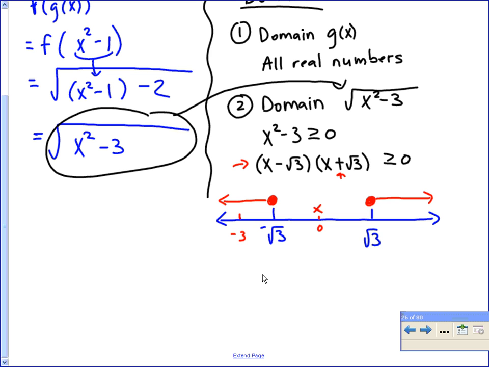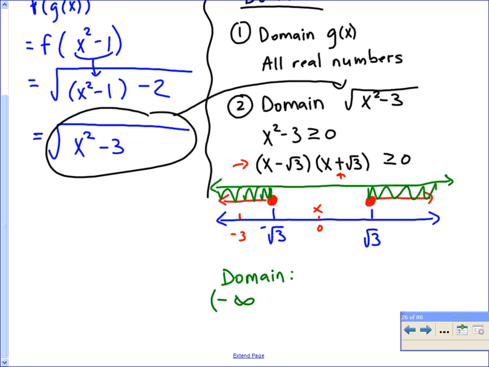In this case, there's the intersection. So if I were to graph all real numbers, it looks like this. So the intersection is simply going to be where the red one is, okay? So we just need to say our domain in this case, in interval notation, is going to be from negative infinity up to negative root 3, including that negative root 3, and from root 3 to positive infinity. And that's all I have for this section.